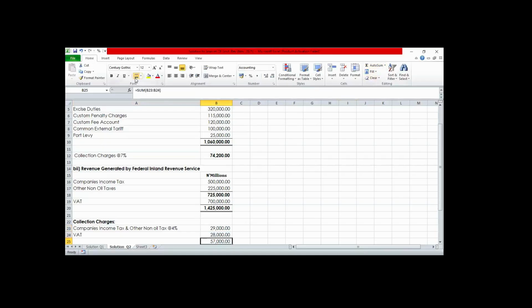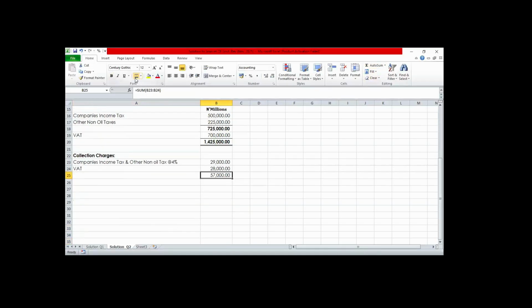Now, the reason we have done it that way is because VAT is not meant to appear in the federation account. And we are going to need that in the future. We will not be separating the figure. That's why I separated it in the process, so that when we get to the future it does not affect us.